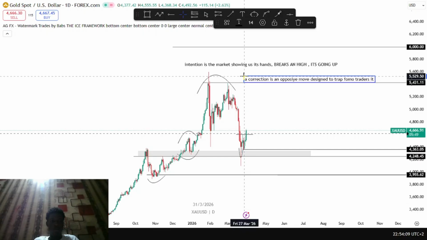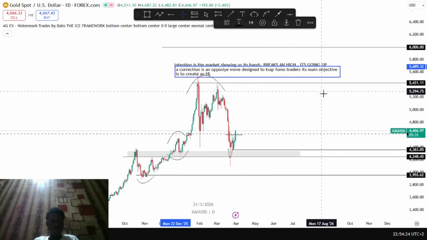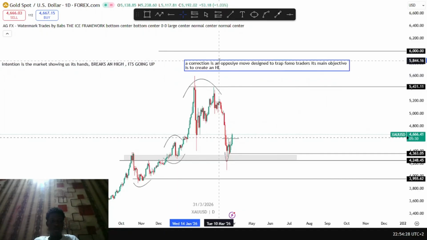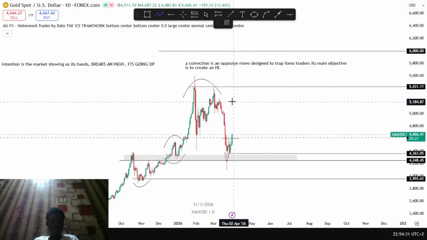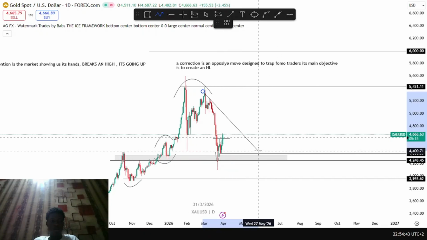And its main objective in a bullish trend, which we are in, is to create a higher low. So this correction has done its job. This whole market downtrend that people say gold is selling, gold is about to change, gold to 3,000, no, this is just a correction, and the whole objective for the correction phase is to create a higher low. Has it done that?